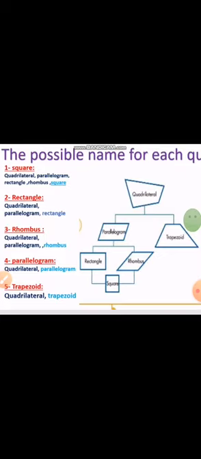Number 6, all of these angles are right angles, and all the sides are the same length. It holds any name above it in the family tree. So I can call a square quadrilateral, I can call it parallelogram and rectangle and rhombus, and the special name is square. So the possible names for this shape: quadrilateral, parallelogram, rectangle, square, and rhombus.